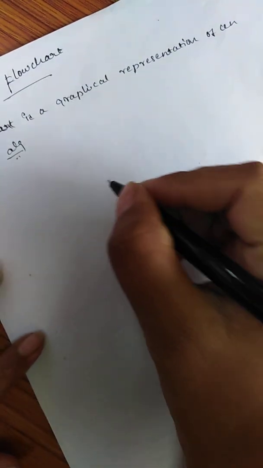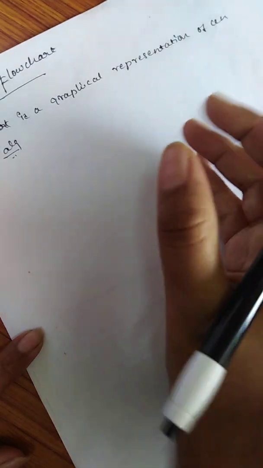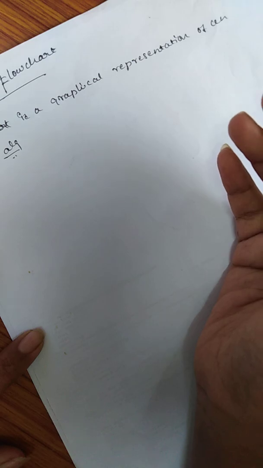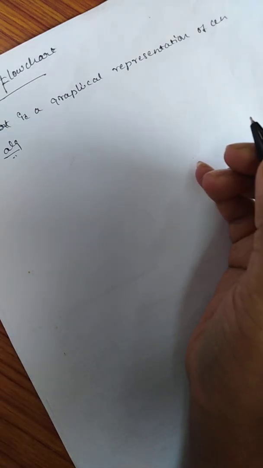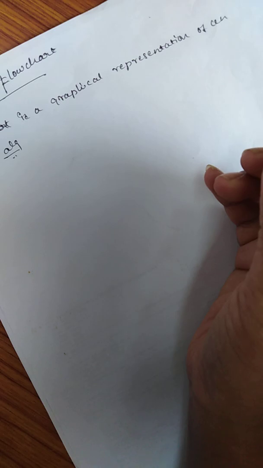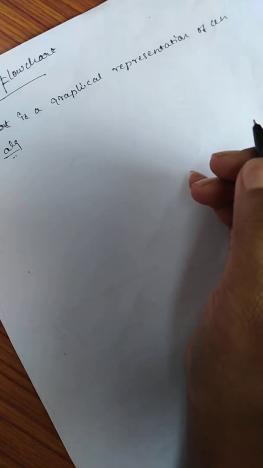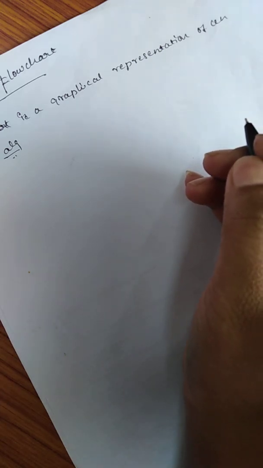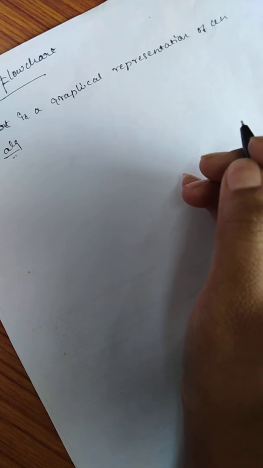The process of drawing a flowchart for an algorithm is known as flow charting. Flow charting means the process of drawing a flowchart for any algorithm.